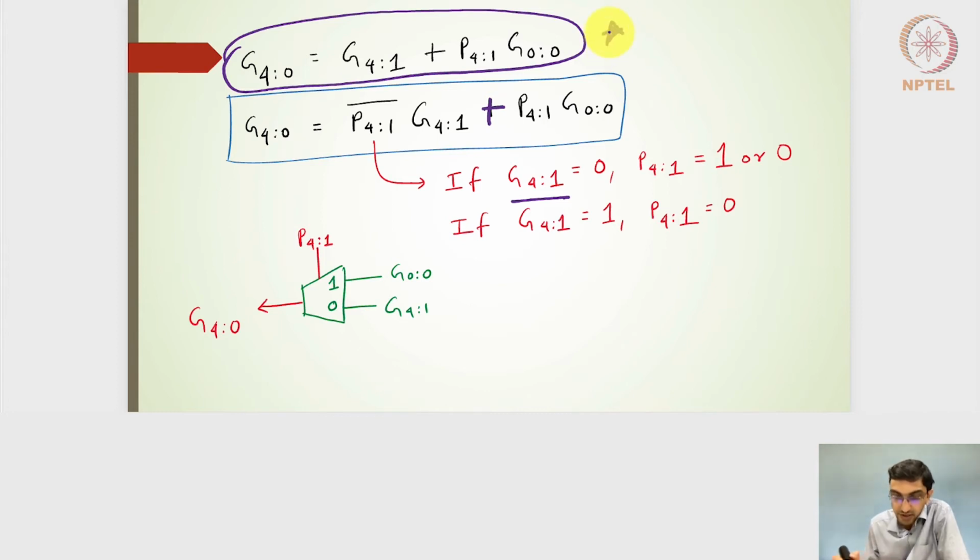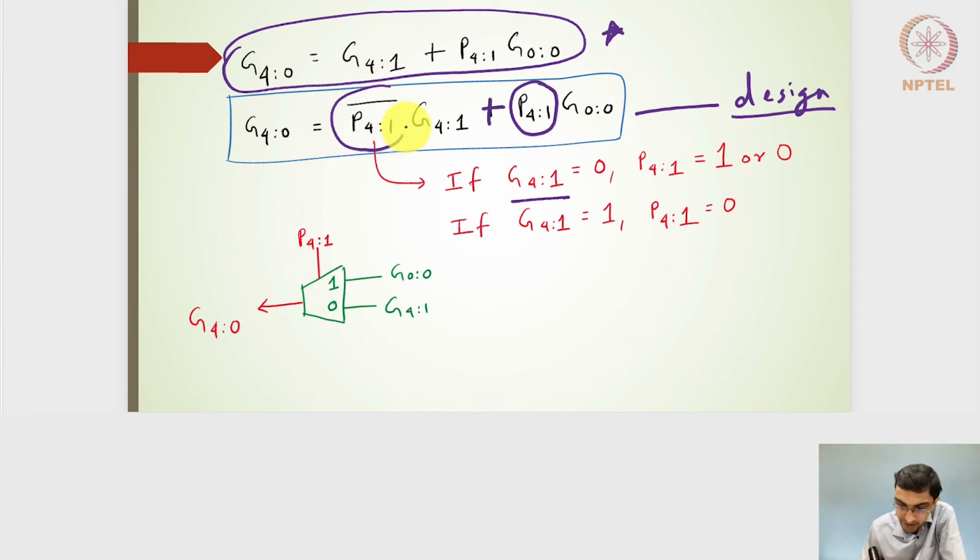Now, suppose I use this particular expression to design my circuit. How am I going to do that? We can utilize P4 is to 1, the complement of that, as a select line for a multiplexer, and then pass the two inputs G0 is to 0 and 4 is to 1. If P4 is to 1, the select line, is 1, then I will pass G0 is to 0 at the output. If P4 is to 1 is actually 0, then I will pass G4 is to 1 to the output of the multiplexer.